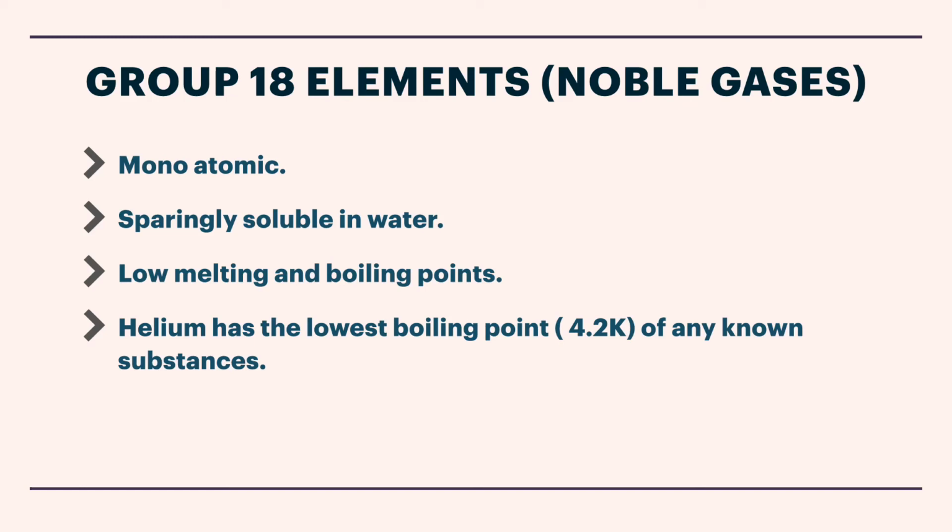Second, they are sparingly soluble in water. Third, they have low melting and boiling points. And the last one, helium has the lowest boiling point of any known substance, 4.2 Kelvin. Now, as you have seen, the third point is low melting and boiling point.